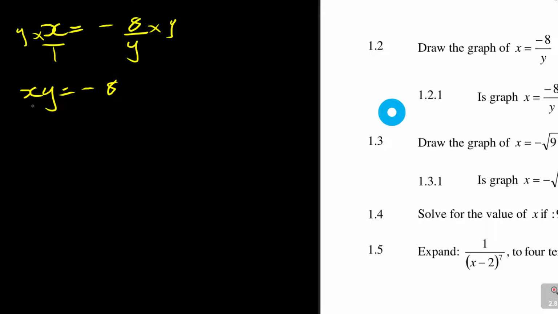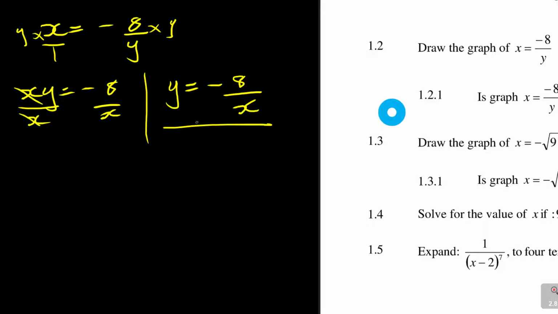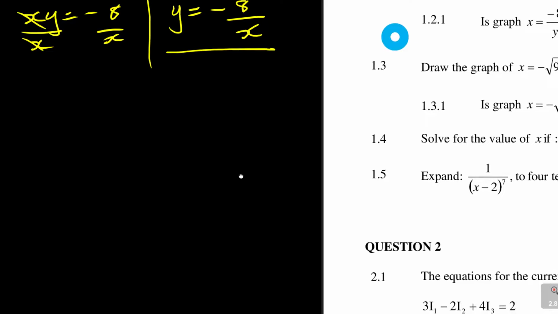You can see this is a hyperbola. Divide by x, because we're looking for y. So we divide both sides by x. As I say, it's a hyperbola. Then you get to a graph of y is equal to negative 8 over x. Are you with me? So you remind yourself, this is a hyperbola.